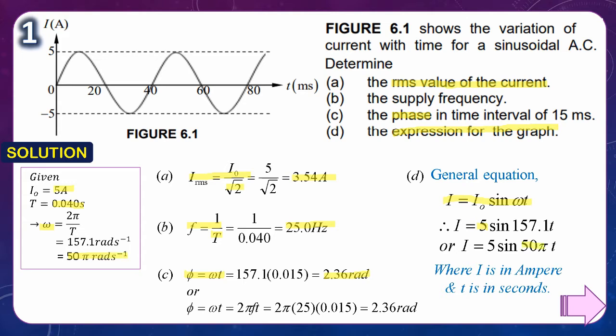So you just substitute 50 pi, or 157.1. You will get the expression for the graph: I equal to 5 sine 50 pi t, where I is in ampere and t is in second. Please don't forget the unit for the expression or equation representing the graph.